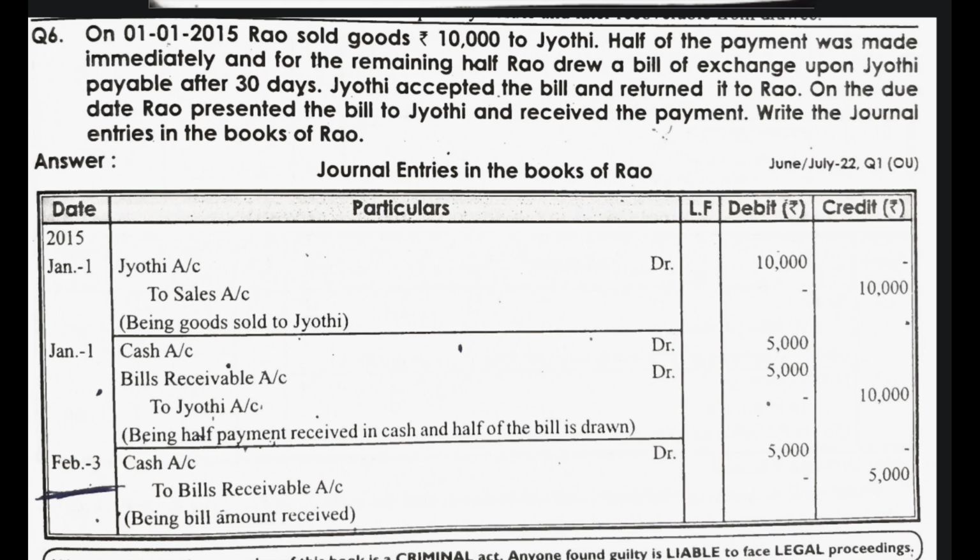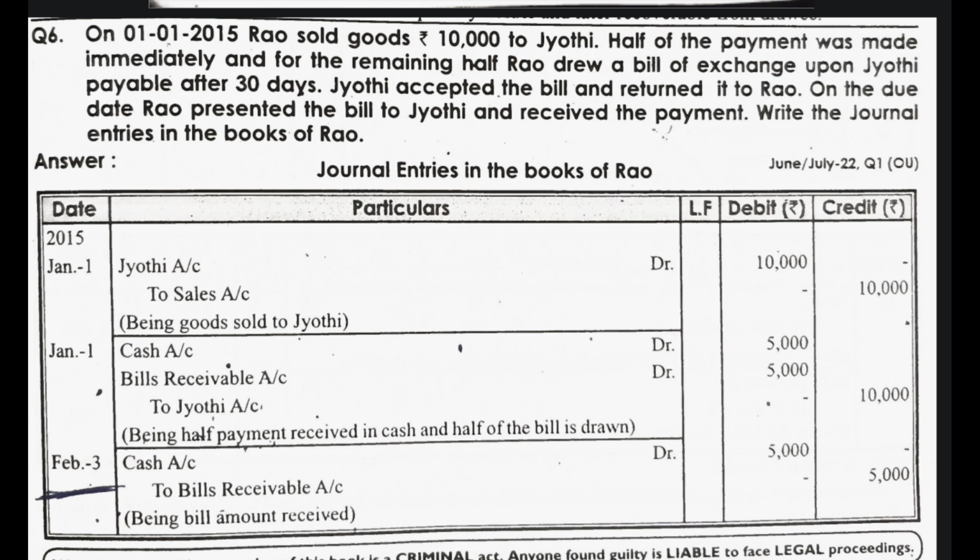So in this way, the first entry on 1st January will be in the books of Rao only. We have to write the journal entries. He is selling the goods to Jyoti, so the goods sold on credit, that entry we have to pass here. Jyoti account debit to sales account 10,000 rupees. It's clear. Jyoti account debit to sales account.